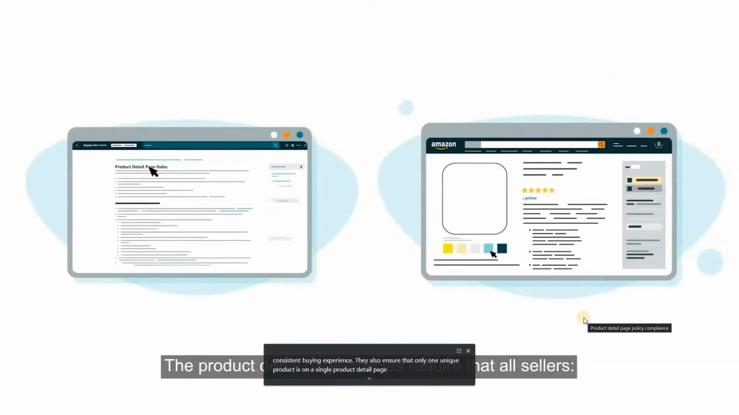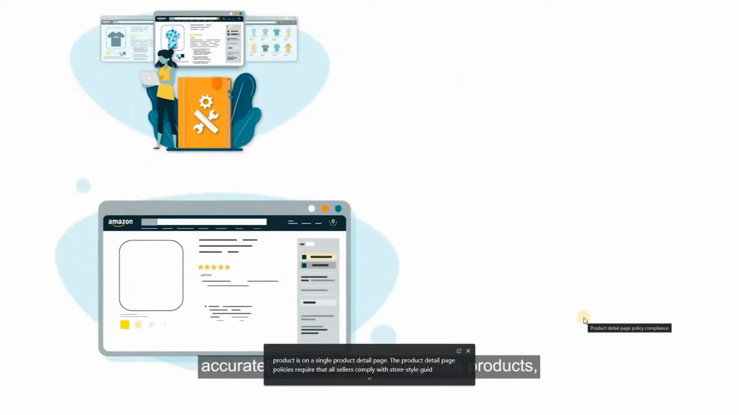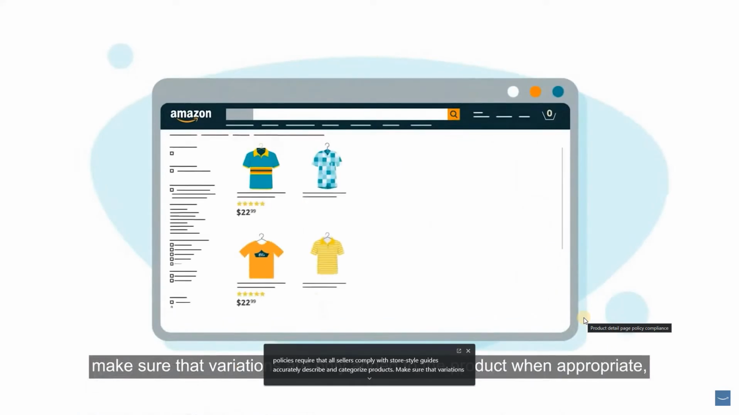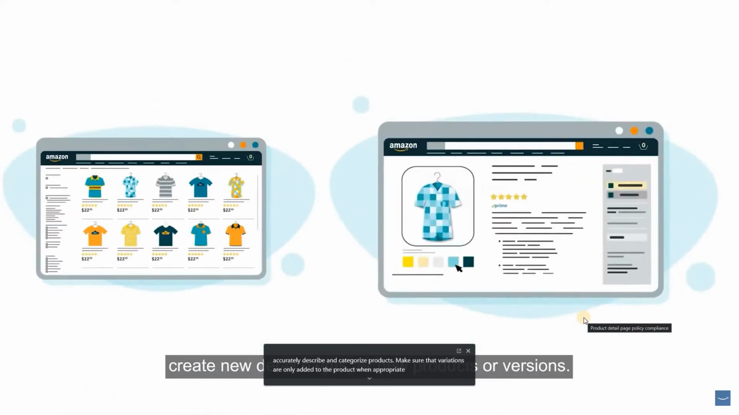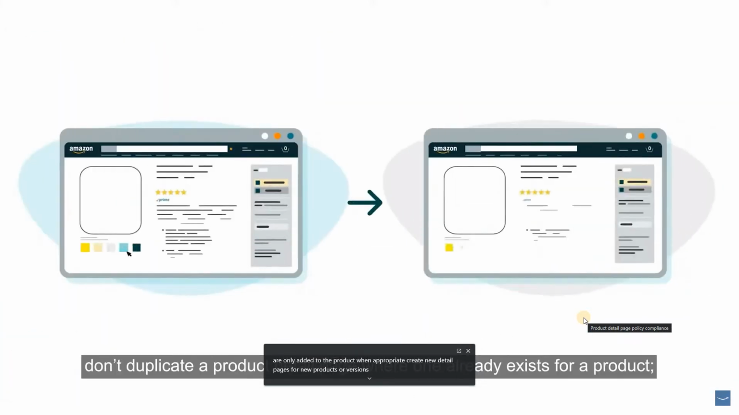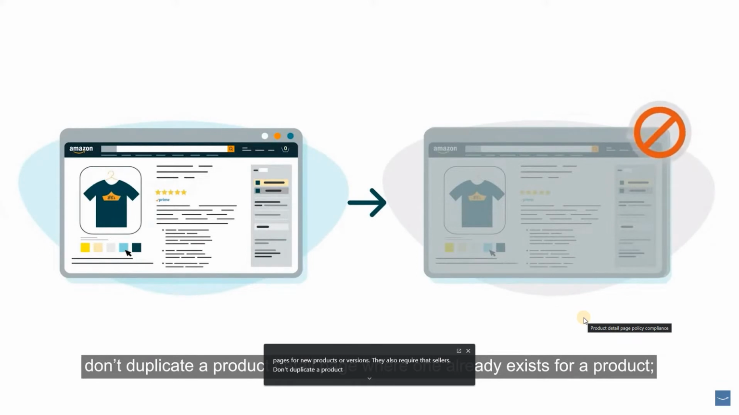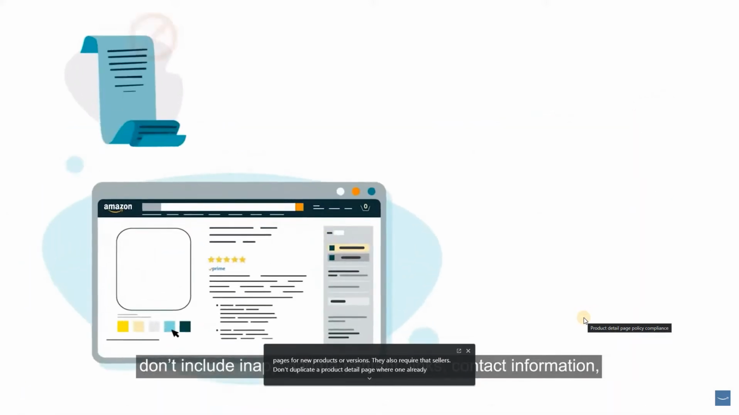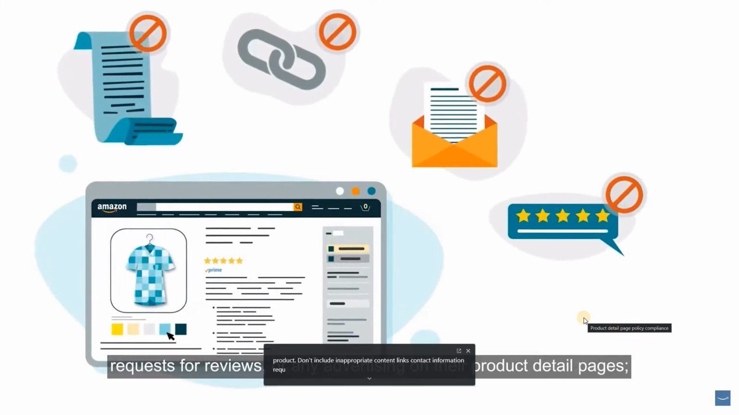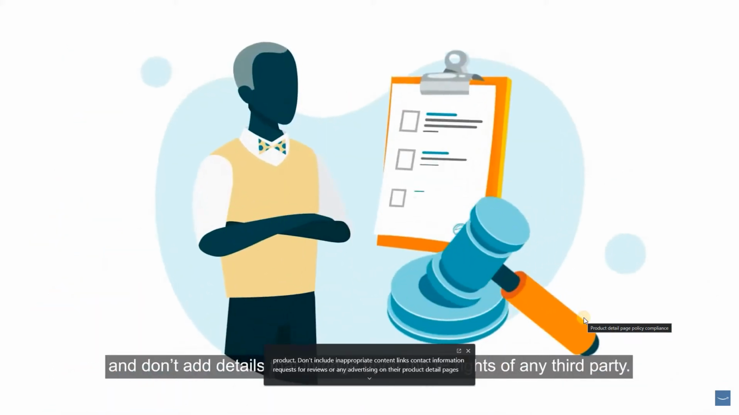The product detail page policies require that all sellers comply with store-style guides, accurately describe and categorize products, make sure that variations are only added to the product when appropriate, and create new detail pages for new products or versions. They also require that sellers don't duplicate a product detail page where one already exists for a product, don't include inappropriate content, links, contact information, requests for reviews, or any advertising on their product detail pages, and don't add details that infringe upon the IP rights of any third party.